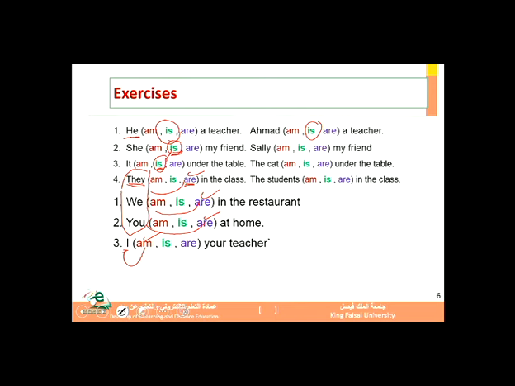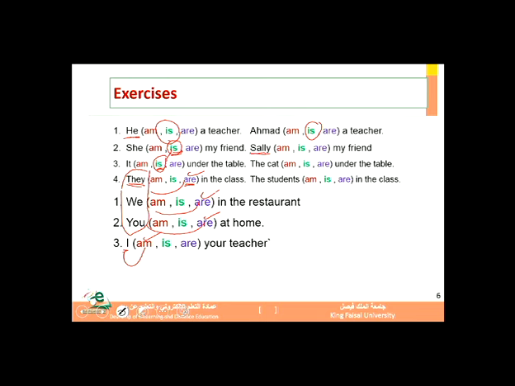She, which is a female, can be replaced by a female name, Sally in this example. Sally is my friend. She is my friend. So we are replacing, changing the pronoun into a noun. The pronoun he into the noun Ahmed, the pronoun she into the noun Sally.